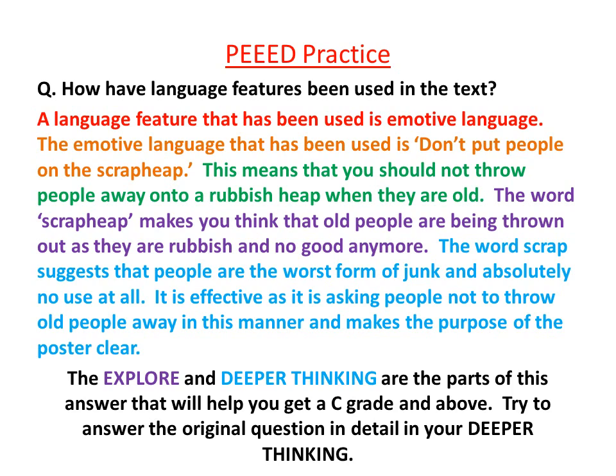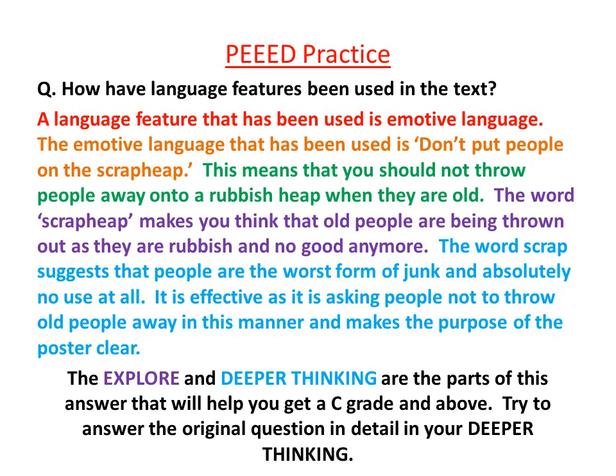So here's an example of a PEED. How have language features been used in the text? Now this is a typical exam question, so this is the sort of thing that you will be asked to write about. Well, a language feature that has been used is emotive language. Now that's for our G grade, just to do a simple statement about what's been said. Here's our evidence. The emotive language that has been used is don't put people on the scrap heap. Now for my explanation to get me to a D. This means that you should not throw people away onto a rubbish heap when they are old. So a simple explanation of what it means.